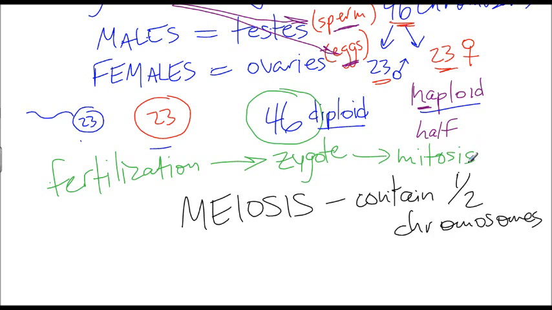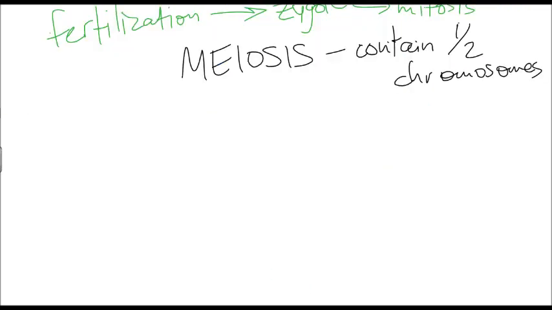So, as we said, humans contain 46 chromosomes, 23 pairs. So let's look at this number here now. Humans contain 46 chromosomes.